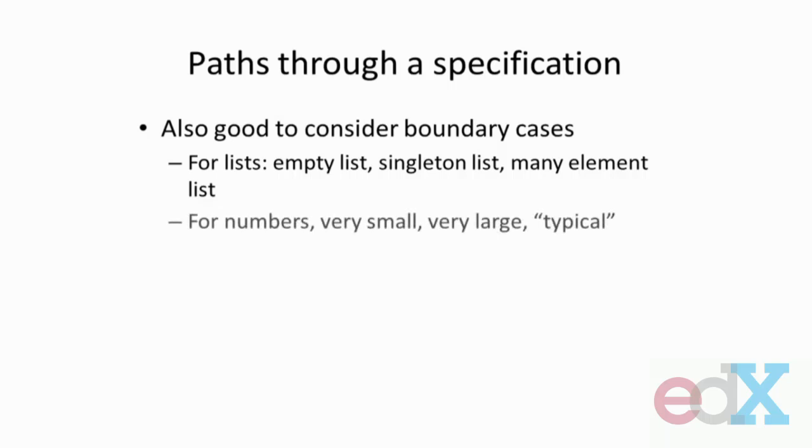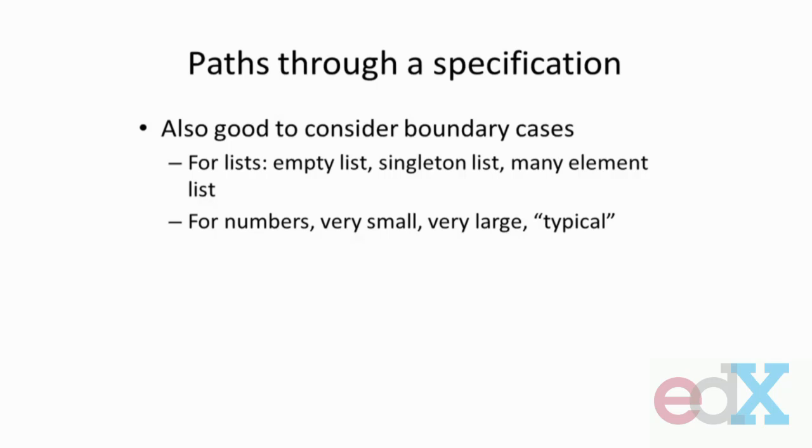For numbers, we can do similar things. It's not just is it 0 or positive, it's also what happens if the number is very small, what happens if the number is very large, and what happens in the typical case. And I'm going to put quotes around typical because I'm going to have to think about different variations of what it means to be typical based on the specifications of the problem.